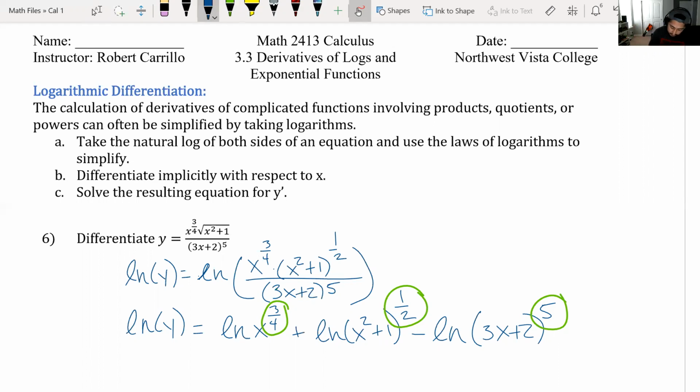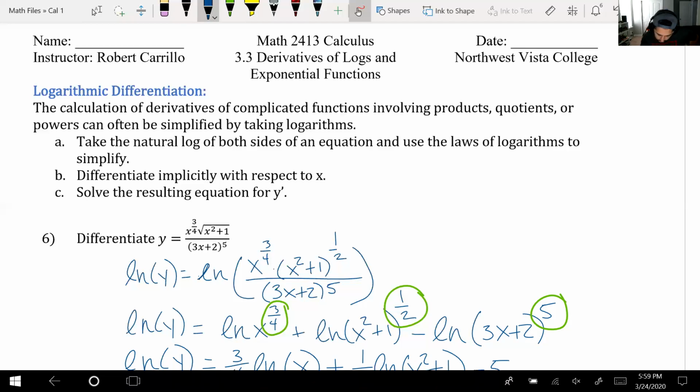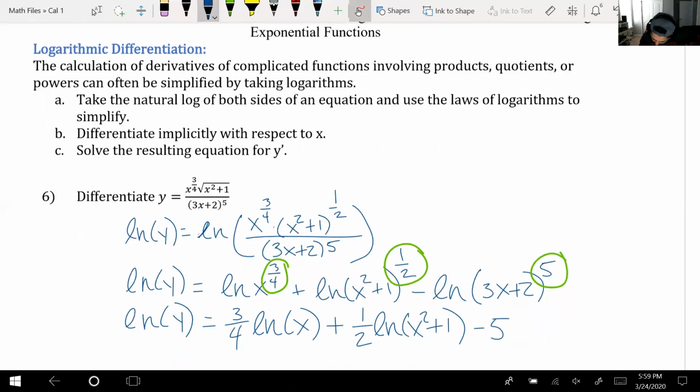Okay. So natural log y equal to 3/4 natural log x plus 1/2 natural log x squared plus 1 minus 5 natural log 3x plus 2.